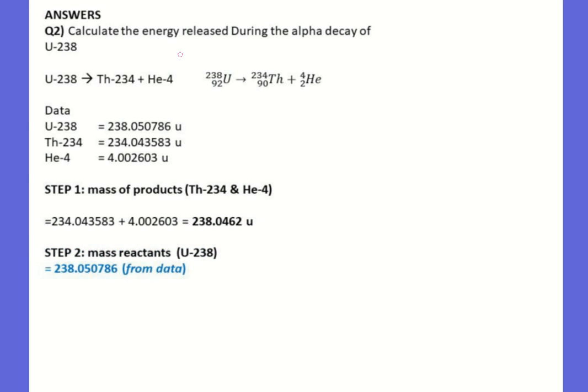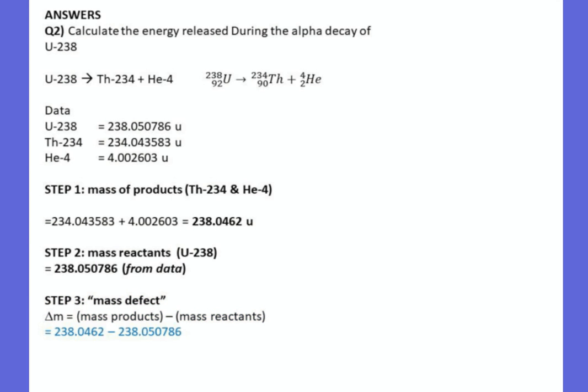Step number 2, what's the mass of the reactants? Well, there's only one reactant in this case. It's just the uranium-238, and therefore the data just gives us that mass. That's nice and easy. What's the mass defect? It's the products take away the reactants, and therefore we can find 238.0462 minus 238.050786. We have a negative mass defect, which means mass has been lost, and we all know that means that energy has to be released. So now we use that equation with a negative sign in there.